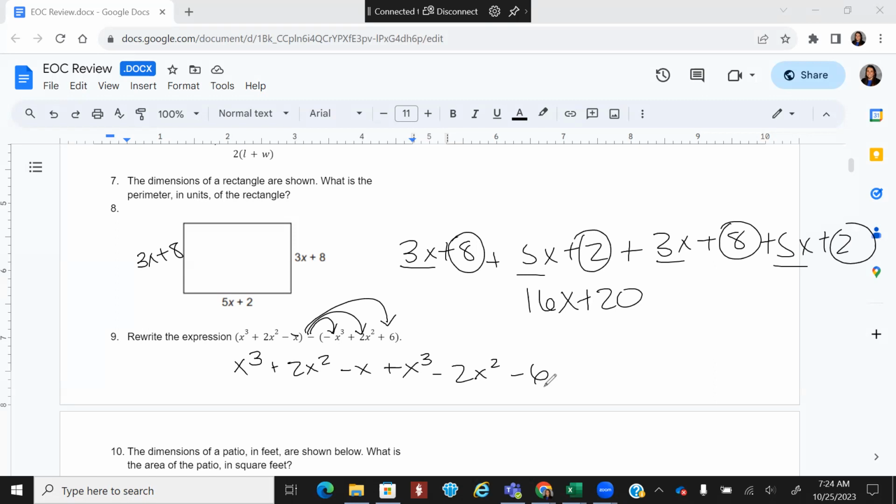Now we're going to combine our like terms. So we can combine x cubed and x cubed, which will give us 2x cubed. 2x squared minus 2x squared will just cancel. We've got this negative x just chilling. And then we got minus 6 just chilling.